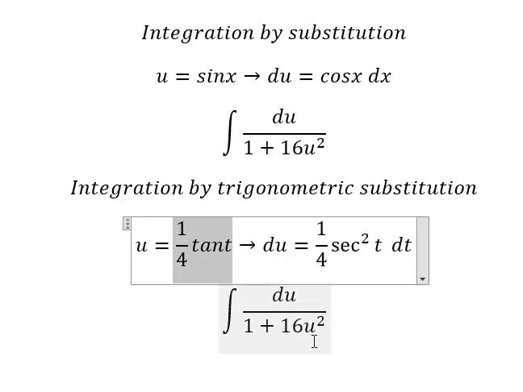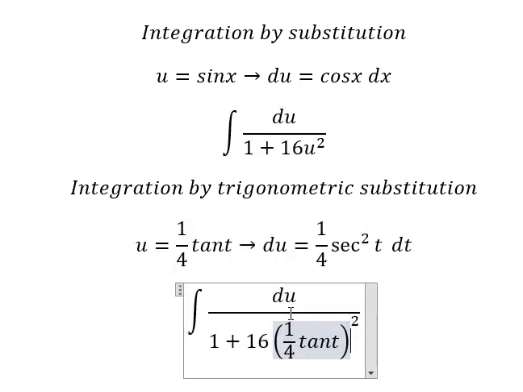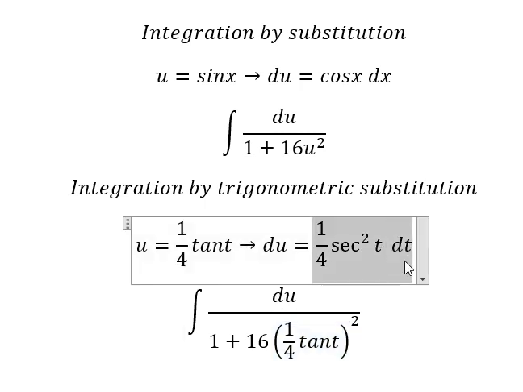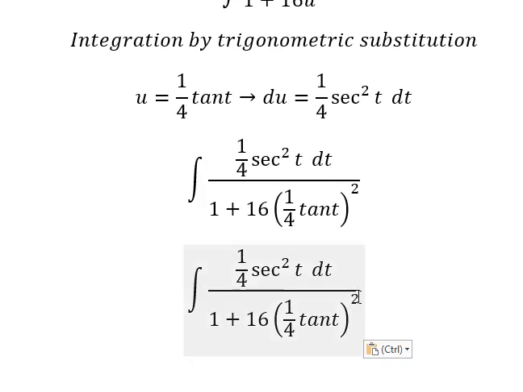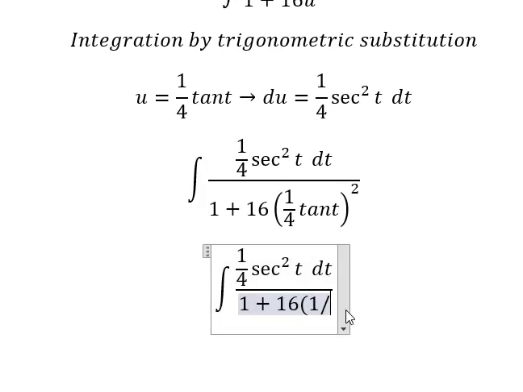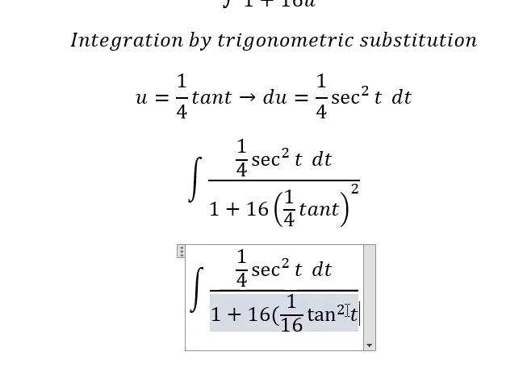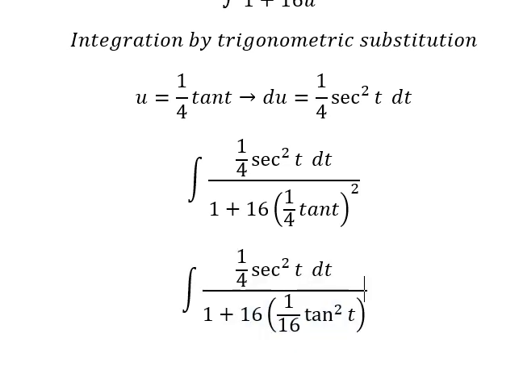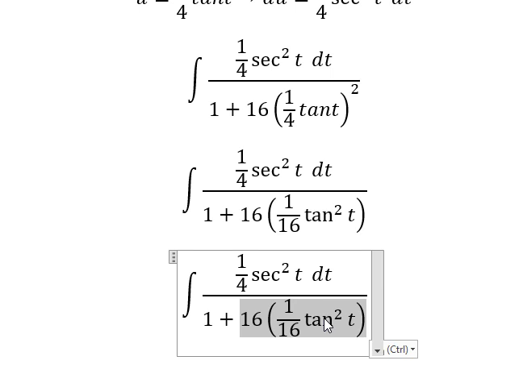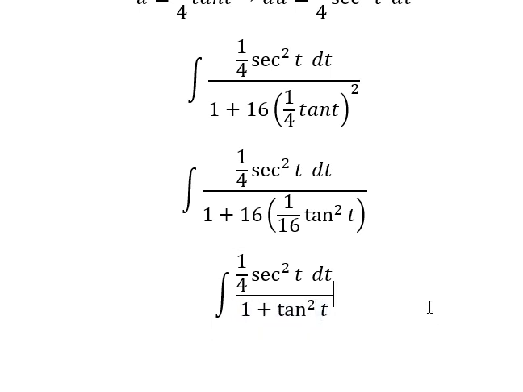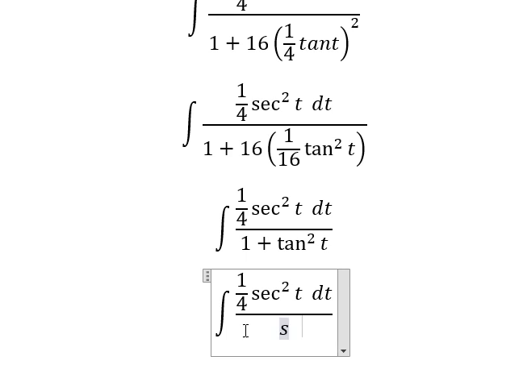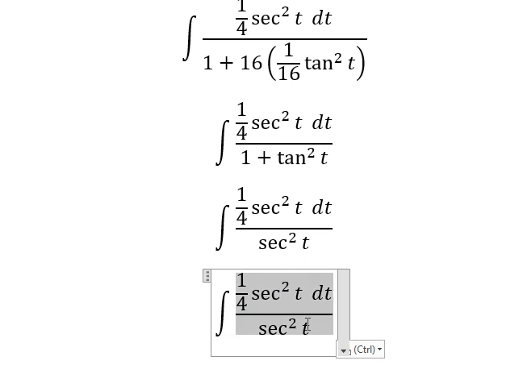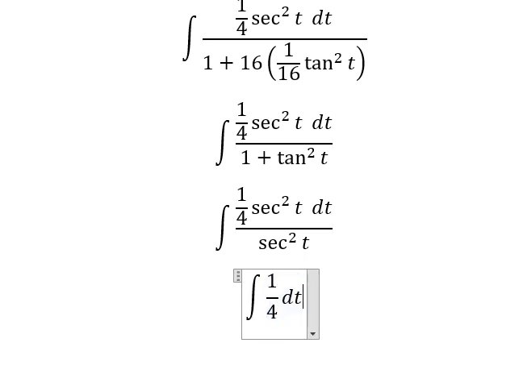So I will put this one here. Du we change by this one. So this one we have 1 over 16 tan t squared. This one we have tan t squared. And this one we change by secant of t squared. So we simplify and we have 1 over 4 dt.